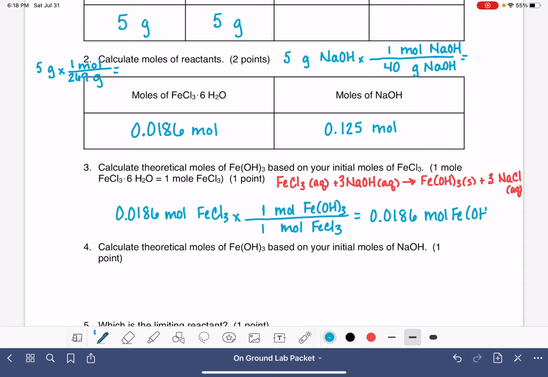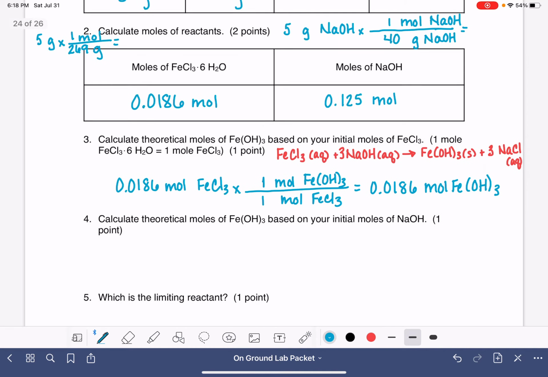I cannot emphasize enough, this is not real data. It's going to break my heart if I am grading somebody's lab and you're using these numbers. These are not real numbers. I will not mark that correct.